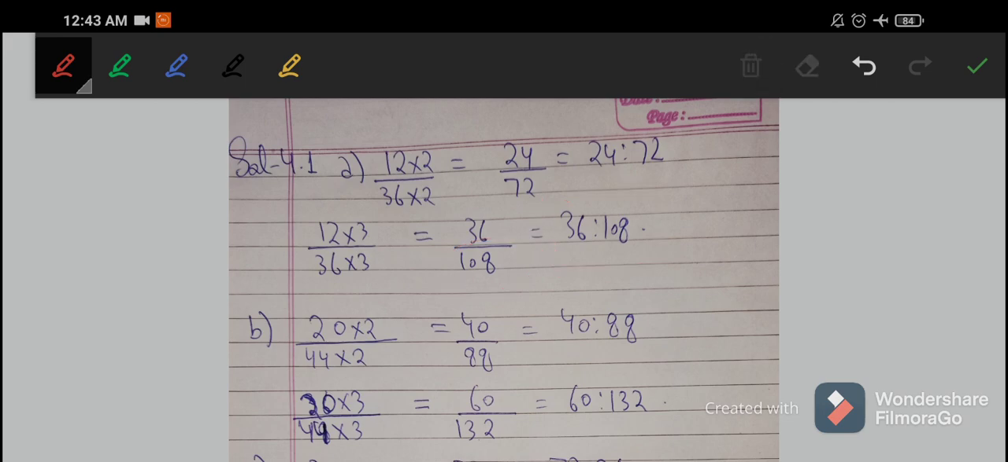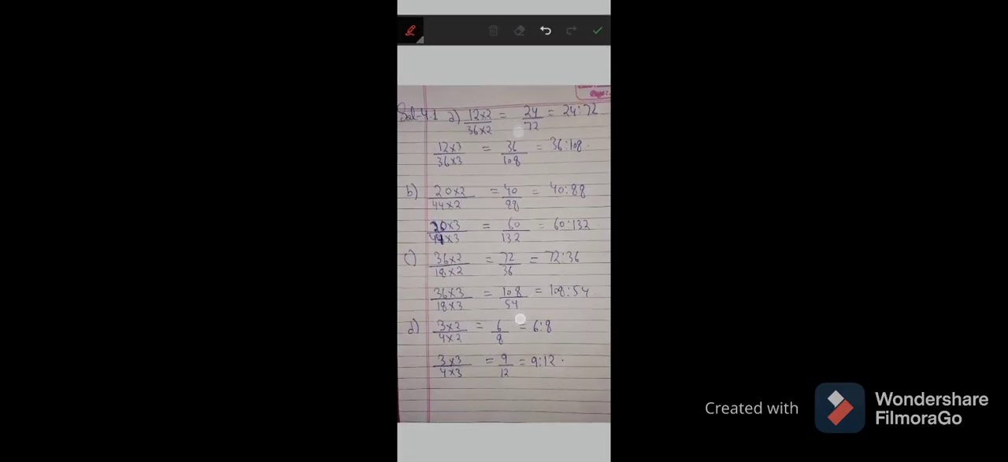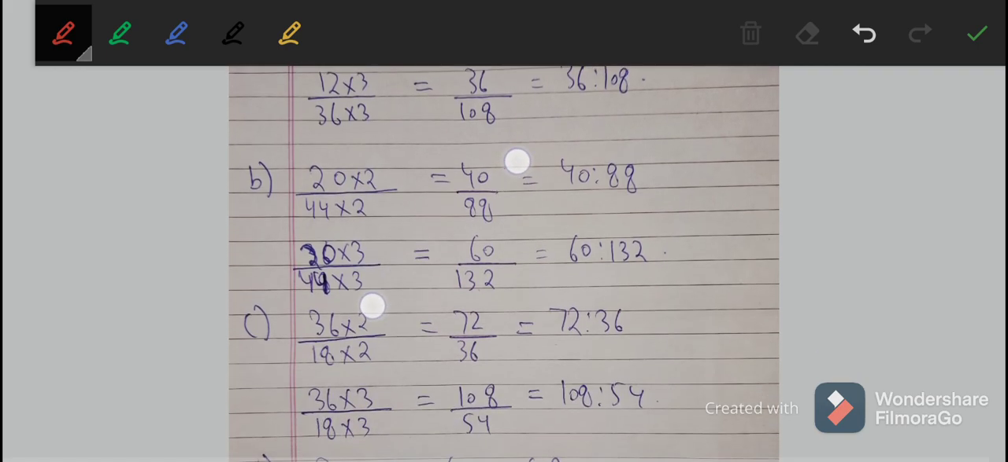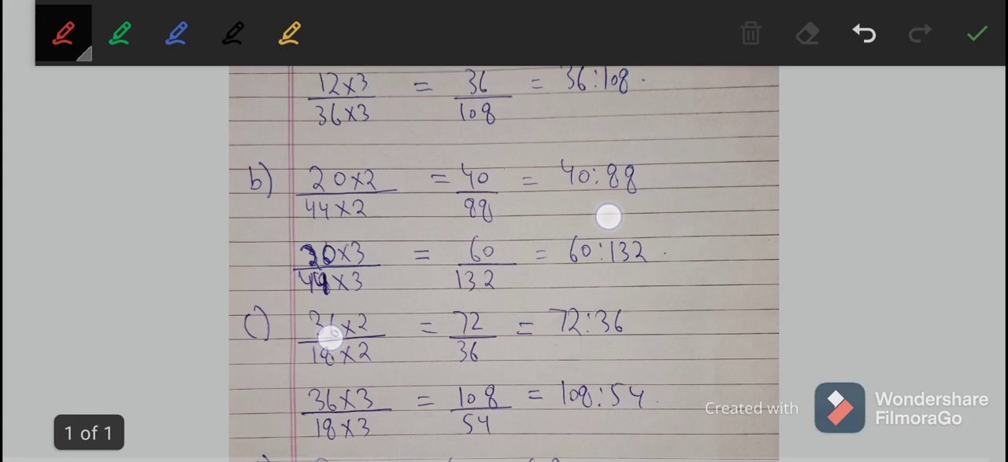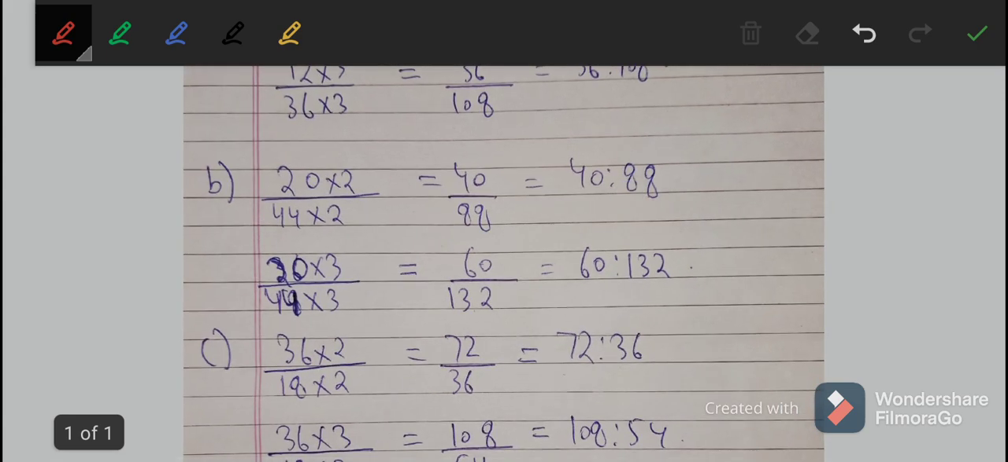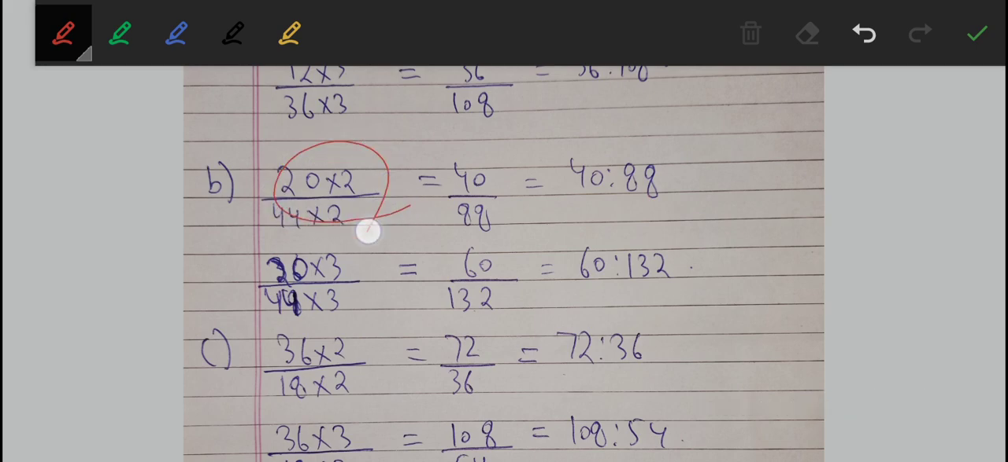Okay, now in the next part we are provided with 20 ratio 44. So again we will multiply both the numbers by 2 here. Children, it is not necessary that we have to multiply the numbers by 2 and 3, but as we are moving sequentially, I am multiplying the numbers first by 2, then by 3 and so on. Okay, so 20 into 2 will be equal to 40 and 44 into 2 will be equal to 88. So we have got the ratio 40 ratio 88.